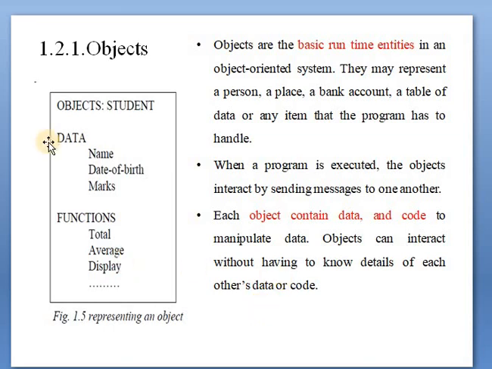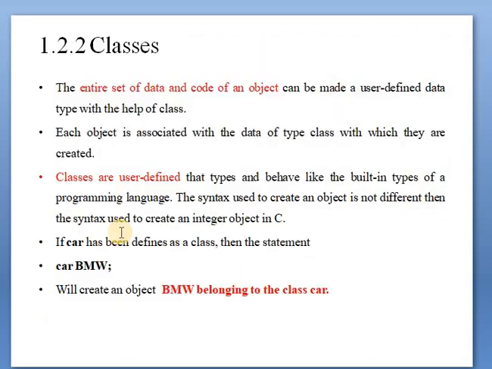Here the attributes or data of the object is represented as variables, and code of the object is represented by the functions. Now we will see the next point, that is classes. So the entire set of data and code of an object can be made a user defined data type with the help of class. Means what? Class is the user defined data type and it contains the data as well as code.